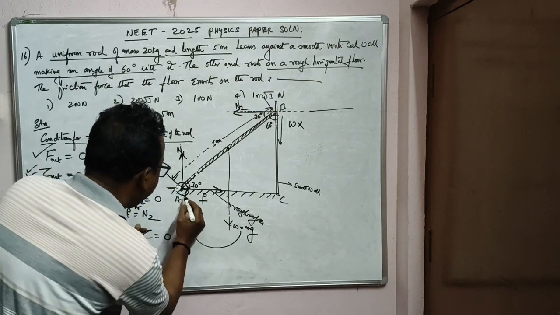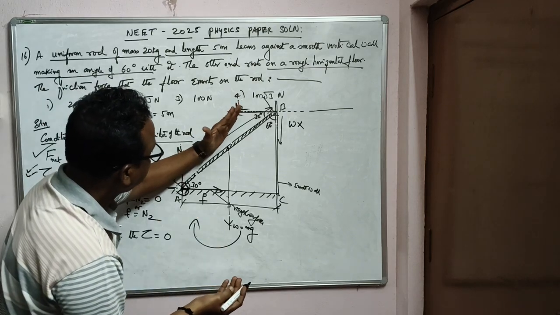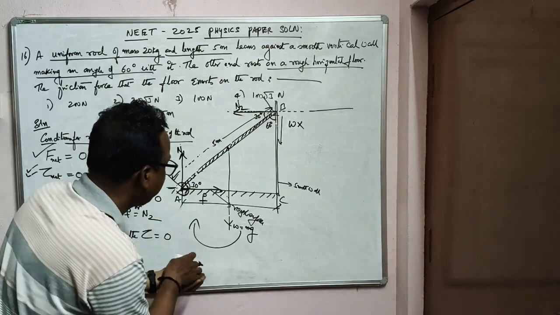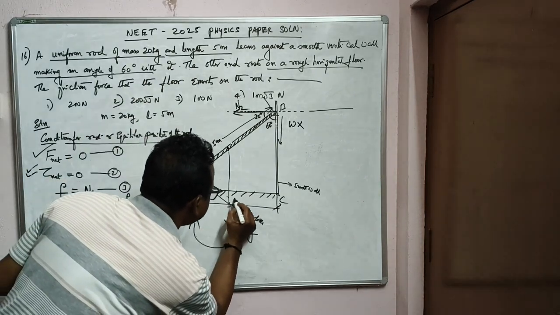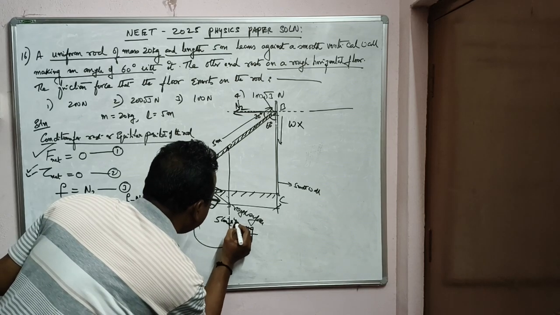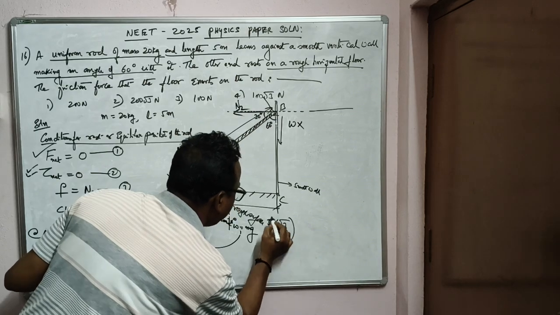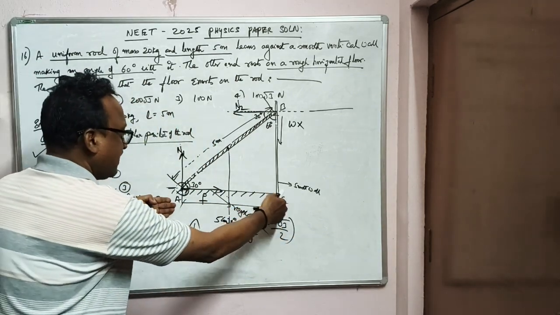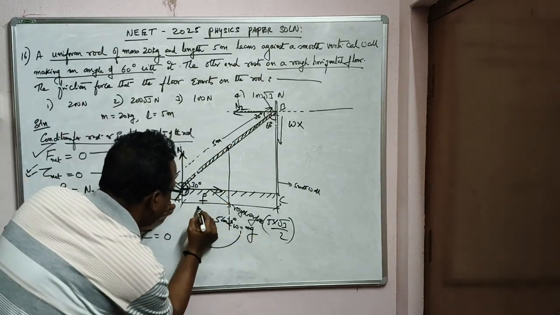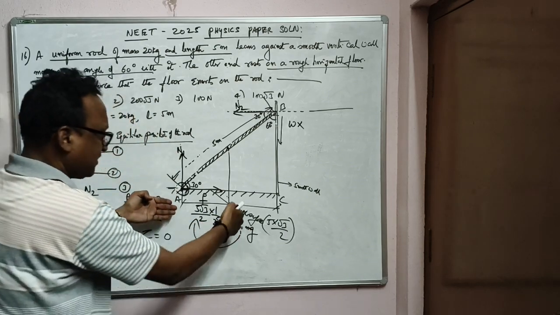What is this distance? Can you calculate this one? This one is 5 meters and the angle is 30. So 5 cos 30, this side, the total side. 5 cos 30, that is how much? 5 into root 3 by 2. This is the total value, but the weight is acting at the center. So what is this value? Half of it. So 5 root 3 by 2 by 2. So this is the value.